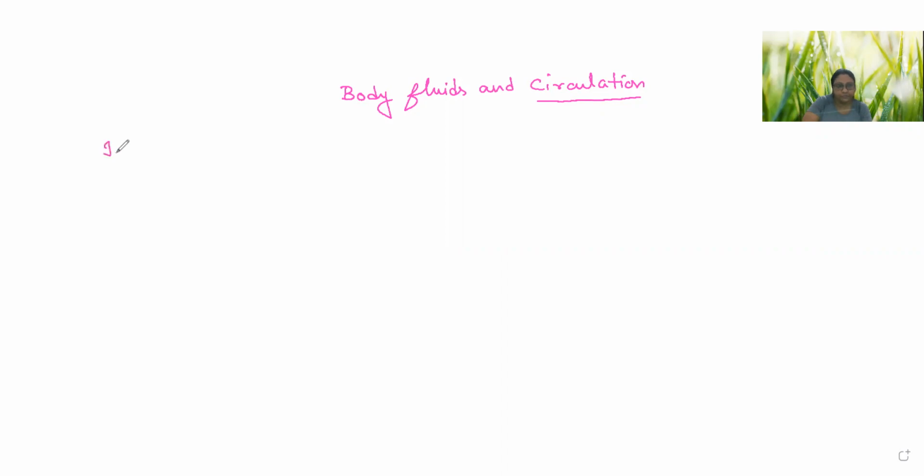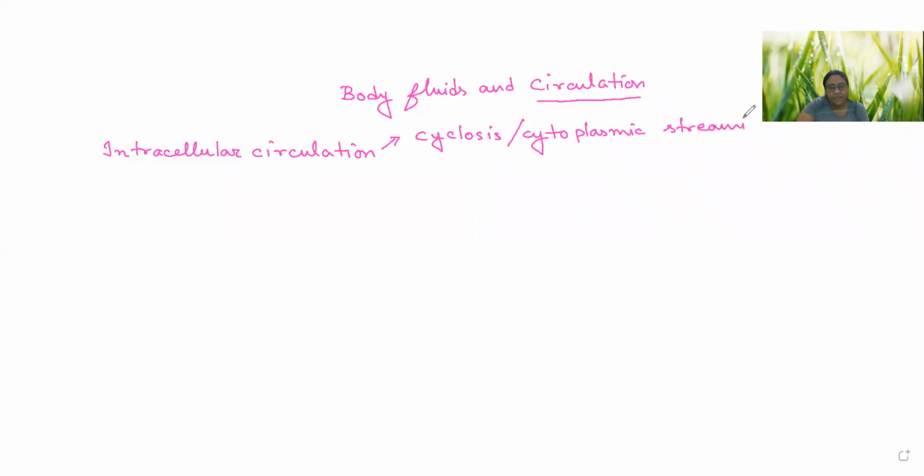So for unicellular organisms, intracellular circulation is there, which is done mainly by a method called cyclosis, or it is also known as cytoplasmic streaming. So what is this? Actually, the cytoplasm present in their cell shows regular streaming movement.